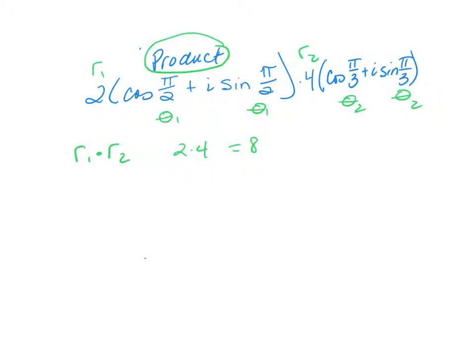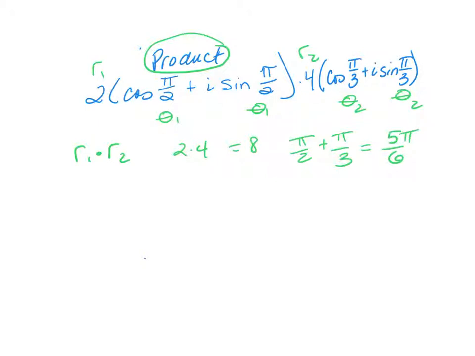Got it? Now, to get theta, you do theta 1 plus theta 2. So the first one's multiplication, but the thetas are addition. So that's pi over 2 plus pi over 3. The way you do this is that's 1/2 pi and 1/3 pi. You add 1/2 and 1/3 together and you get 5/6 pi. So 5 pi over 6.